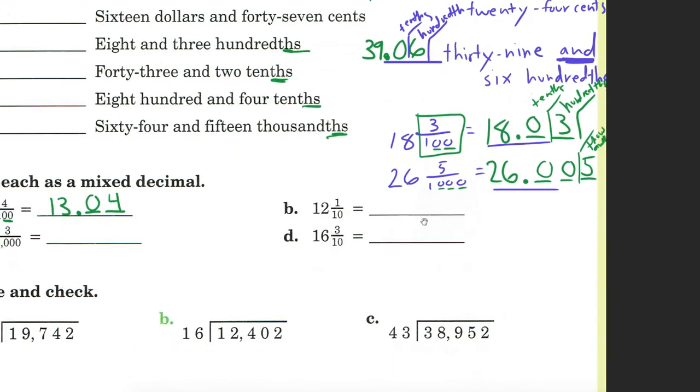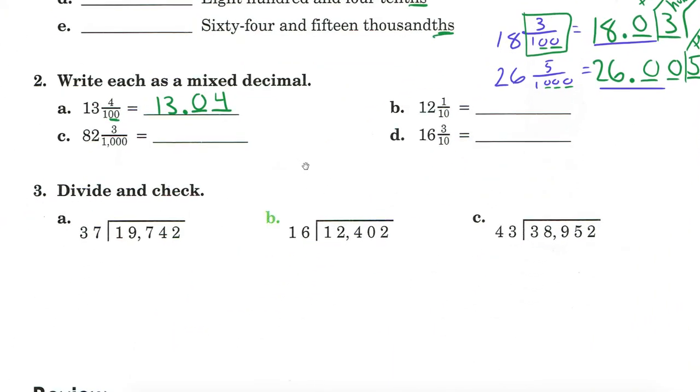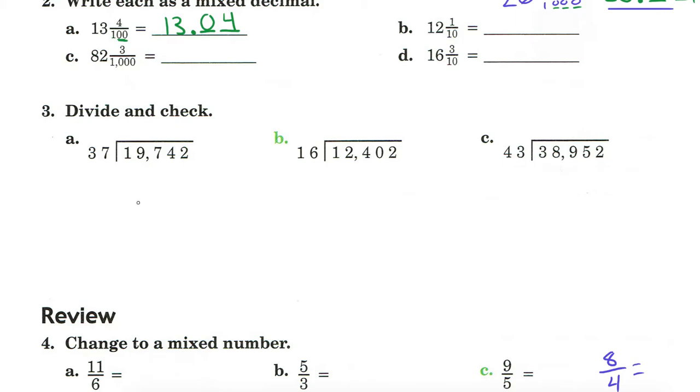All right. Anyways, divide and check. Divide 37 into 19,742. You guys know that I like to round my numbers to make it easier. Can 4 go into 1? Nope. Can 4 go into 19? Nope. Can 4 go into 197? Yeah, probably.